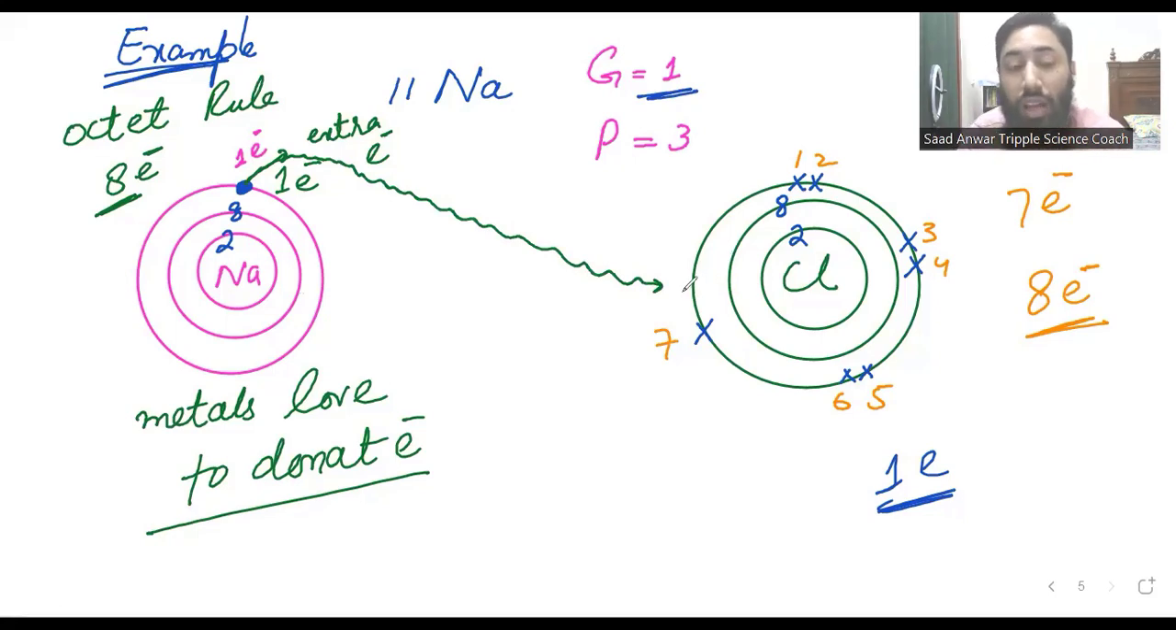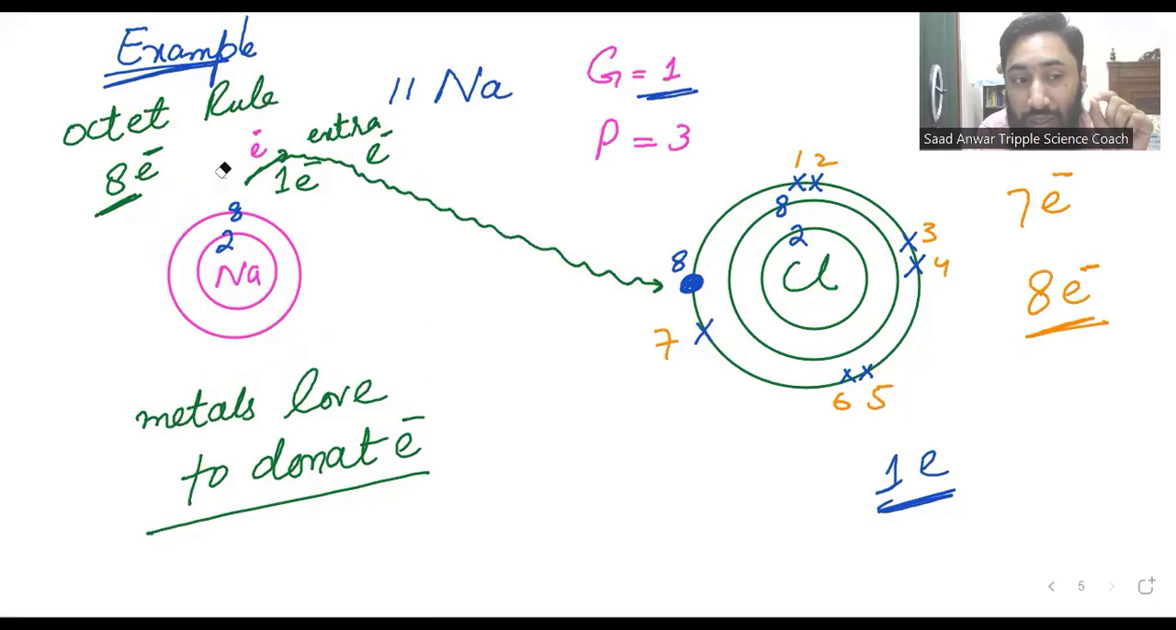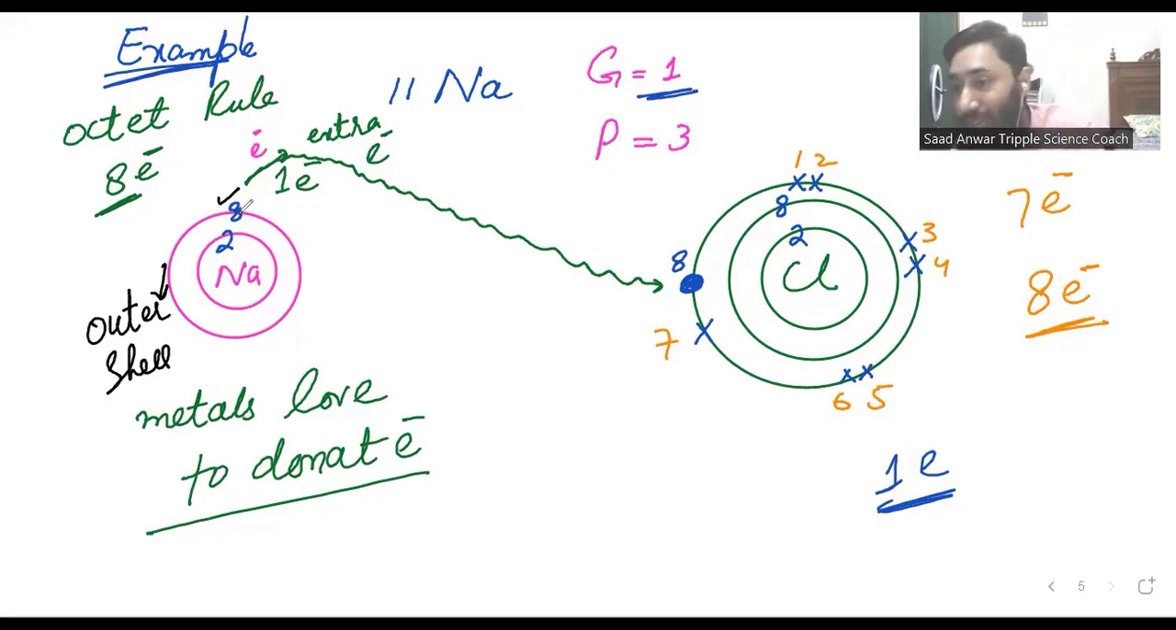When sodium completely transfers its one electron to chlorine, previously chlorine had 7, now chlorine has 8 electrons. As soon as sodium completely transfers its one electron, this electron will disappear. This shell will disappear, and now the outer shell is this one in case of sodium. And you can see there are now 8 electrons in the outer shell. So sodium is stable, chlorine is stable, both are stable now.